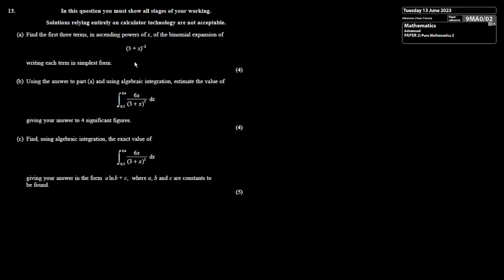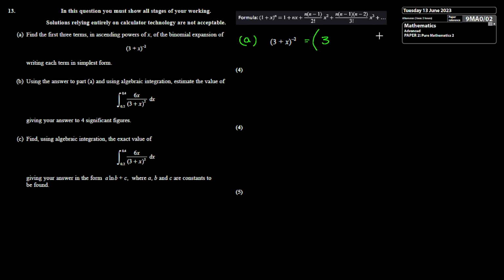Question 13, part A, we've got to do a binomial expansion of this expression here in ascending powers of x. And I've put here the formula which is in your formula books, and we've just got to fill in the blanks. But we've got a problem. We've got a 3 here, not a 1, so I need to get rid of that 3. So if I take a power of 3 out of the expression, let me keep it all raised to the power minus 2 for the moment, I get 1 plus x over 3.